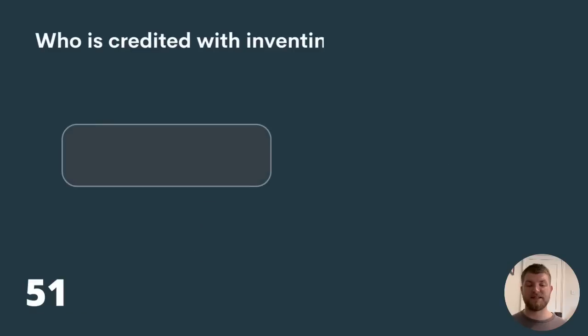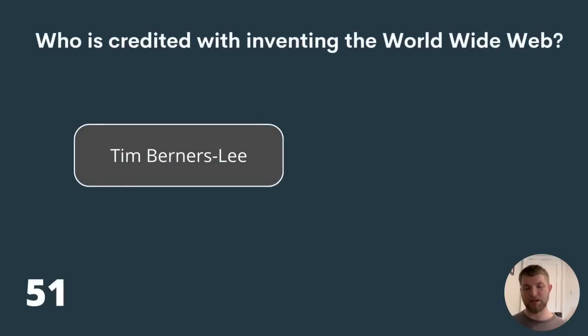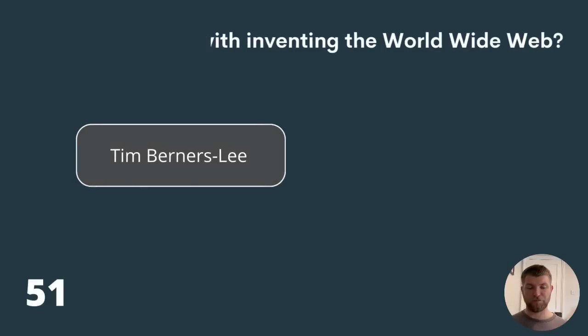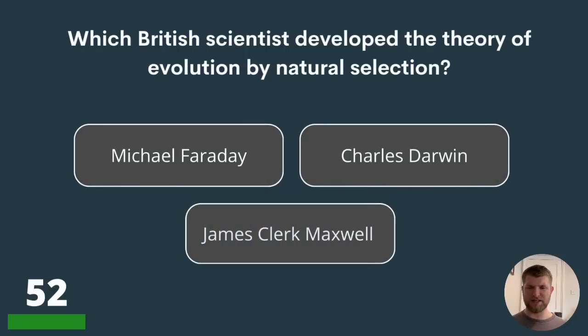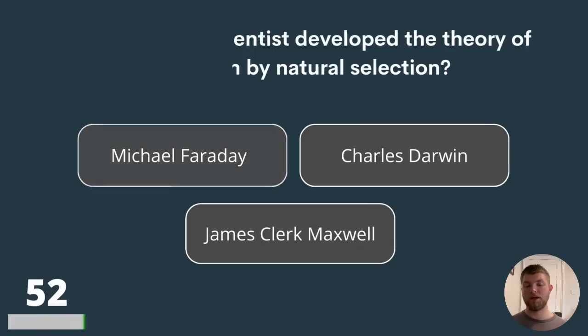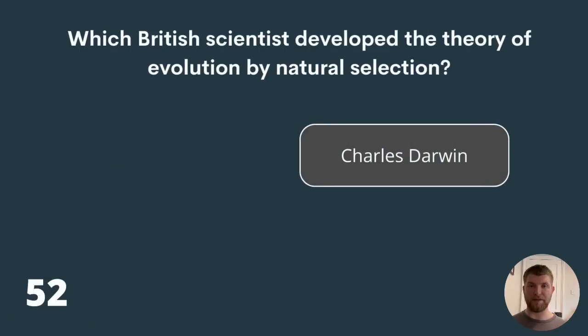The answer is Tim Berners-Lee. 52. Which British scientist developed the theory of evolution by natural selection? Michael Faraday, Charles Darwin, or James Clerk Maxwell? The answer is Charles Darwin.